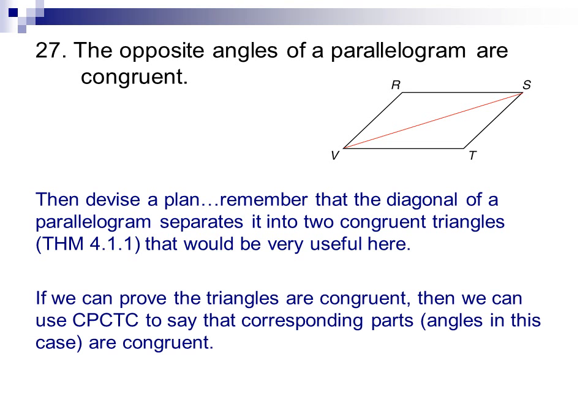If we can prove the triangles are congruent, then we can use CPCTC, corresponding parts of congruent triangles are congruent, to say that corresponding parts, angles in this case, are congruent.